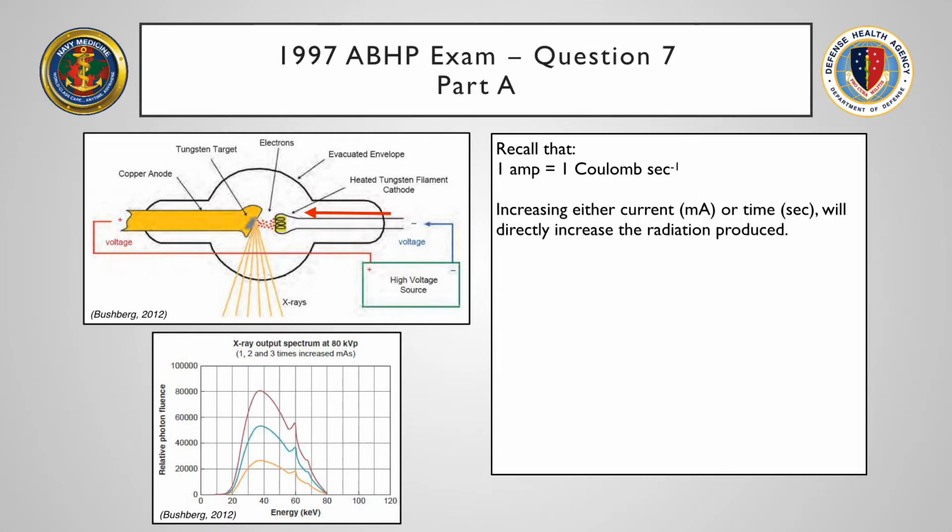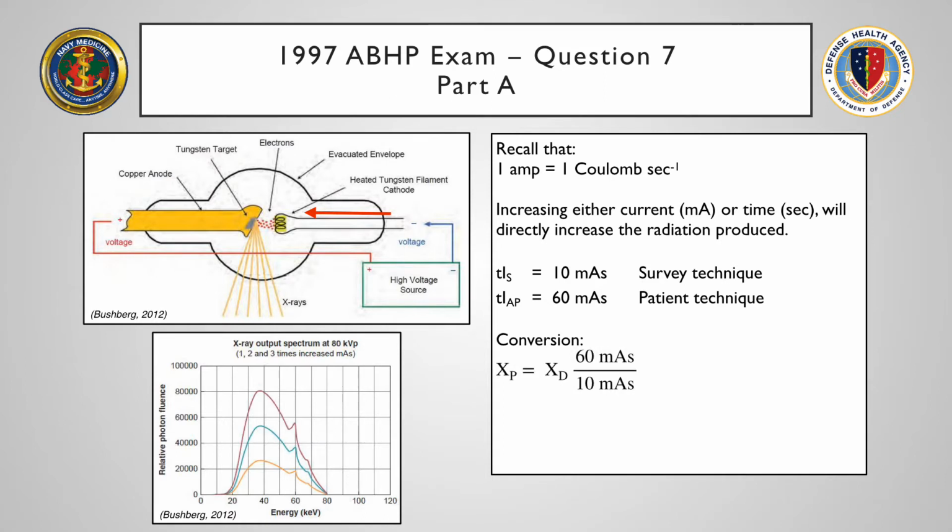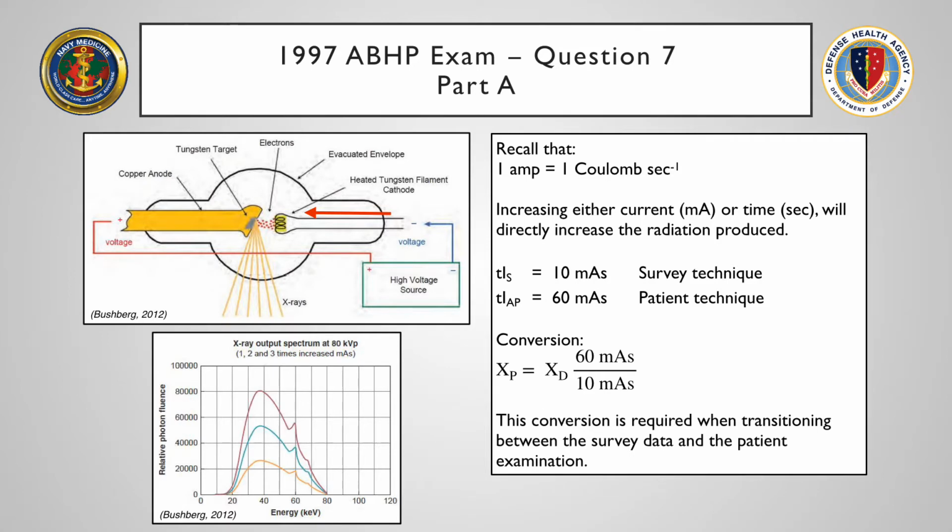If you look at the bottom left graph, we can see the relationship between the X-ray spectrum taken at a regular setting for mAs, and when you multiply that by 2 and 3, the end result is the same spectrum, simply elevated in height, which is the relative photons produced during each exposure. So we know that our survey technique was 10 mAs, and our patient technique for the actual patient examination was 60 mAs. So to determine our patient exposure, it's merely a product of the detector exposure and the relationship between the patient and survey techniques that were chosen.